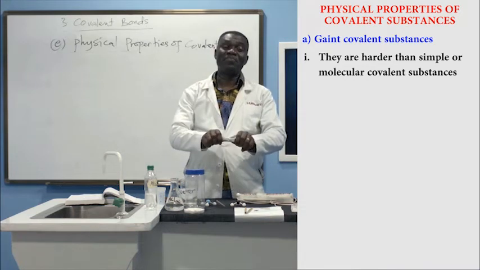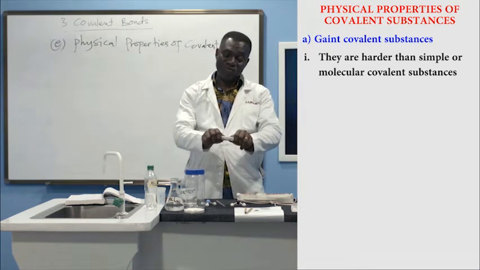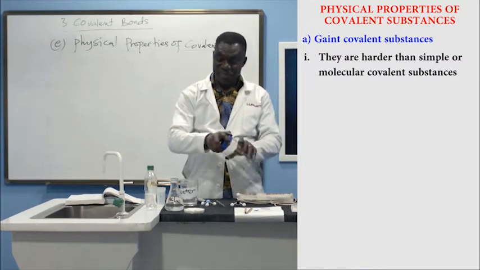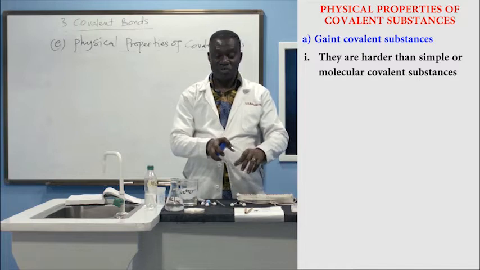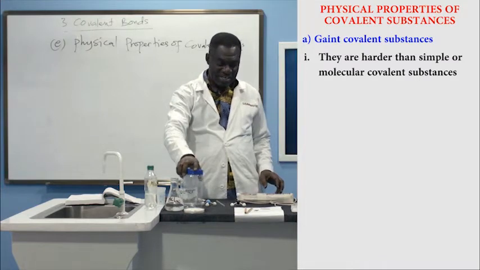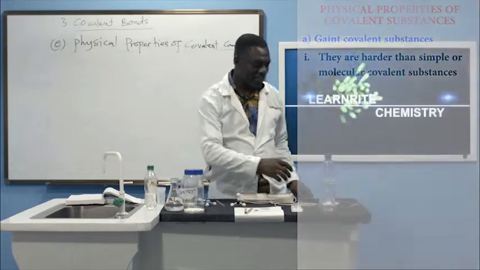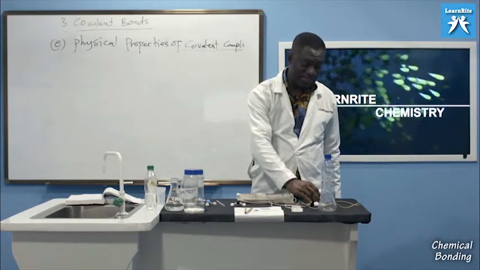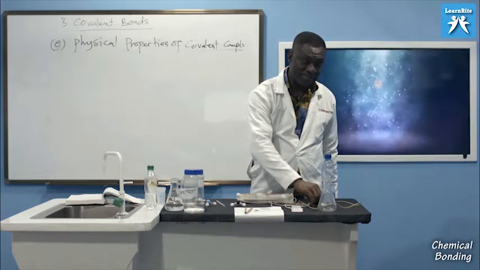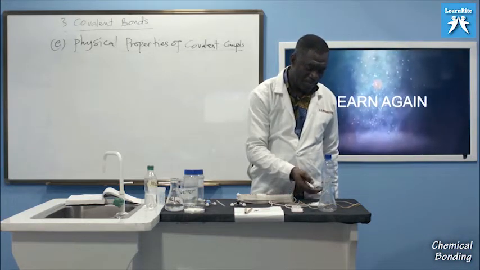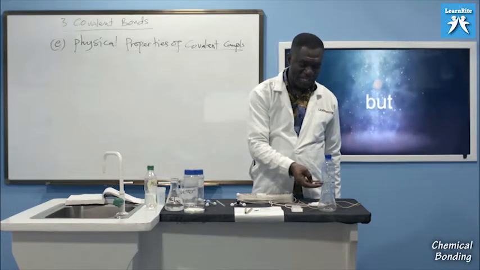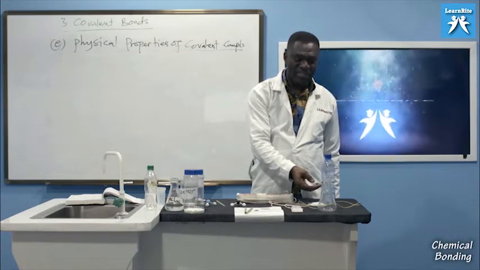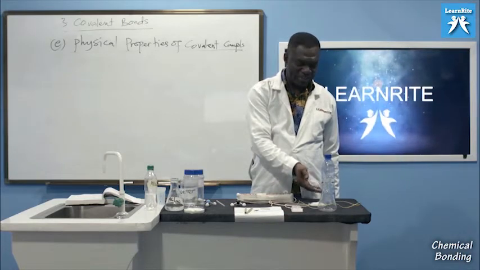This is plastic. If I try to break it, it's very difficult to break. I'll have to force it before it breaks. Now let me take a simple substance. Here we have sugar. Sugar is quite light, but it is still a molecular covalent substance. I have some here. You see, even as I'm trying to pick it, the particles are breaking away. So I can easily, with just a little force, smash it into particles.